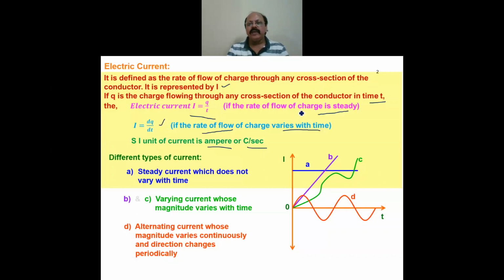All these three types of currents are shown here in the graph. This line A represents the steady current, and the B and C lines represent the varying current, whose magnitude changes with time. And the D line represents alternating current. In this case, magnitude changes continuously as well as direction changes periodically. So these are known as types of currents.